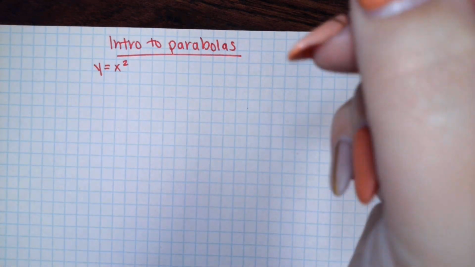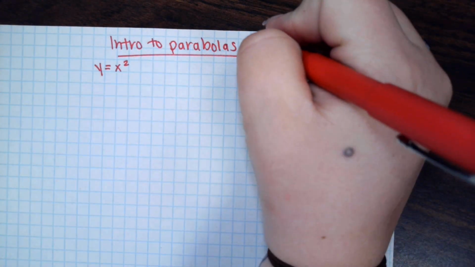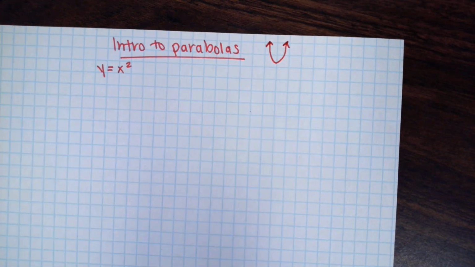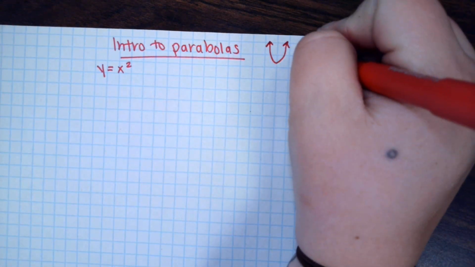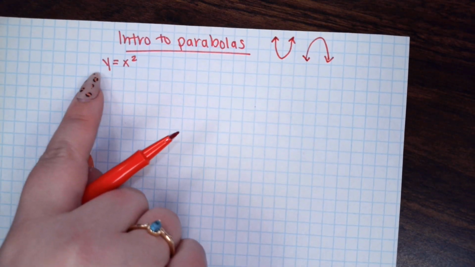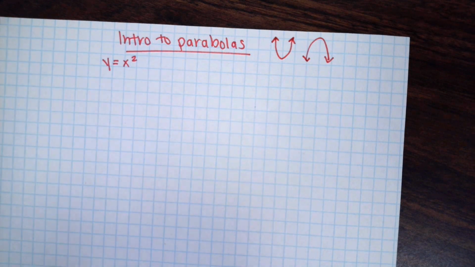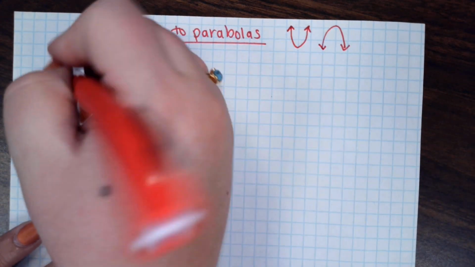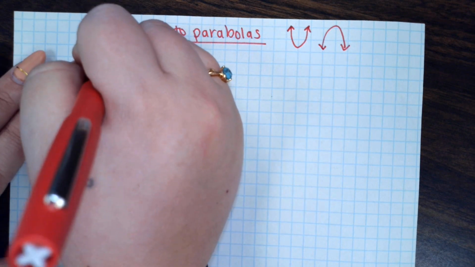Today we are going to be introduced to parabolas. A parabola is the graph of a quadratic, so it's going to look like either an upturned U or an upside down U. Let's use kind of the most basic quadratic, y equals x squared, and graph our first quadratic. We're going to do this by making a table of values.